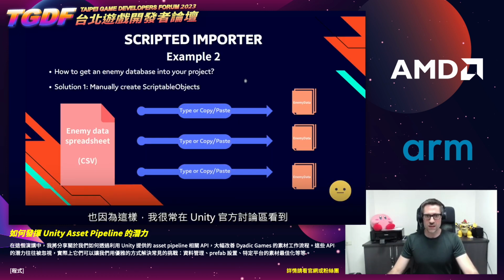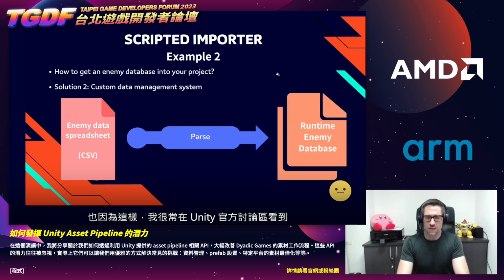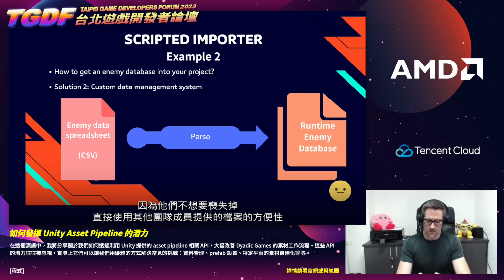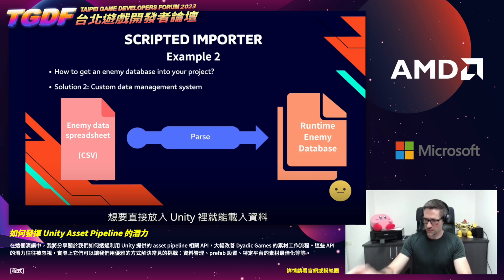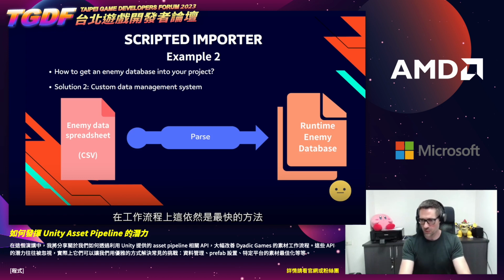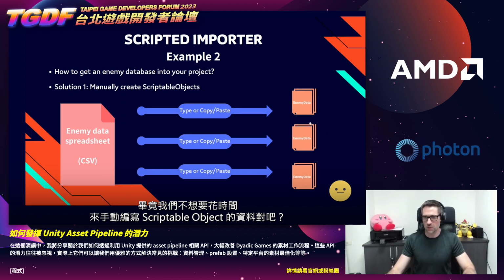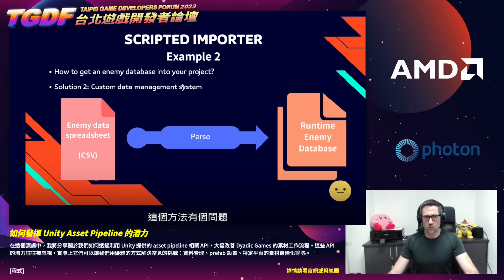For that reason, and this is something I see very often in discussions on the official Unity forums, people write their own parser to handle CSV files because they don't want to lose the convenience of getting the files that are produced by other team members, just putting them into Unity and then loading the data from there. Because in terms of workflow, it's still the quickest way. So we don't want to spend time on manually writing these scriptable objects, right? But there's one issue with this.